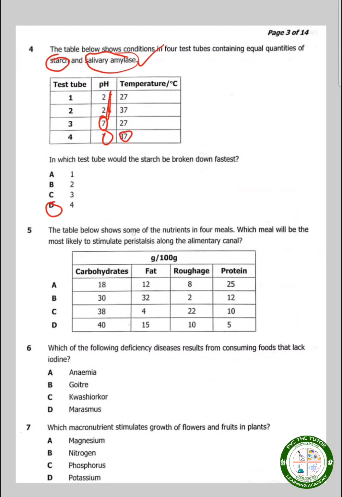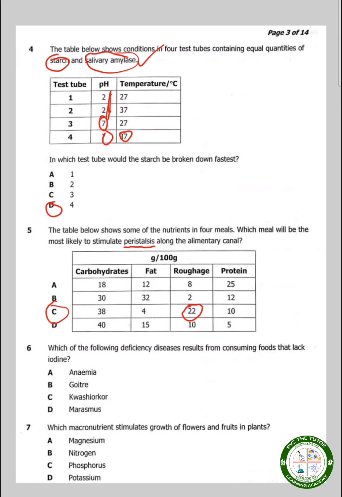Question 5 says, the table below shows some of the nutrients in 4 meals. Which meal will be the most likely to stimulate peristalsis along the alimentary canal? First, you have to understand what peristalsis is. Peristalsis is the rhythmic contraction and relaxation of circular and longitudinal muscles as the bolus is moving down the alimentary canal. So, what constitutes peristalsis? What makes peristalsis to work at a faster rate is actually the presence of roughage. So the more roughage is there, actually, the more peristalsis. So when we look at question 5, just go where there's more roughage here. Don't even hesitate. So the answer is C here.